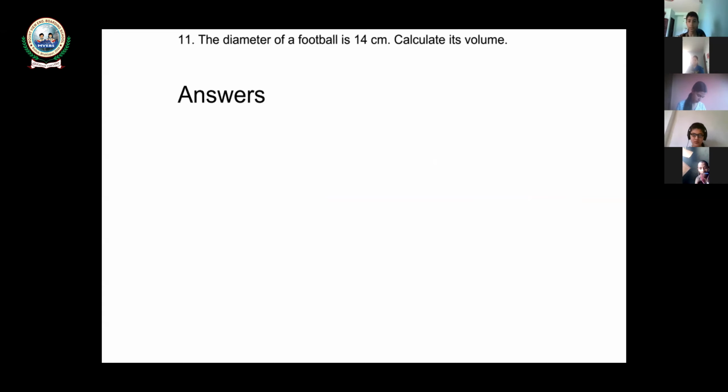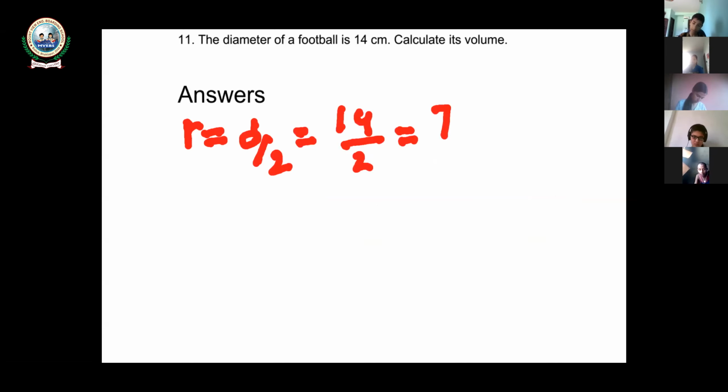The diameter of a football is 14 centimeter, and calculate the volume. Diameter is 14 centimeter means you can find the radius, and the radius is half of the diameter. It will be 14 by 2. The final answer is 7 centimeter.